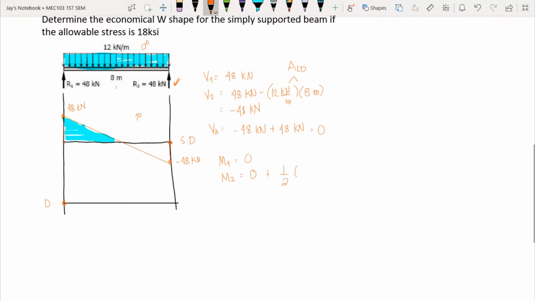So, 1/2 times the height, which is 48 kilonewton, and the width, this one. How are you going to compute this base here? Now, take note again, since we have 48 kilonewton here and 48 kilonewton at this point, we can ensure that the value of this base here is 4 meters.